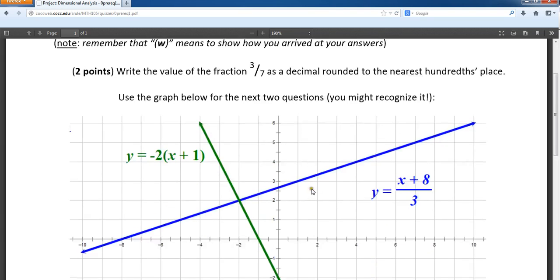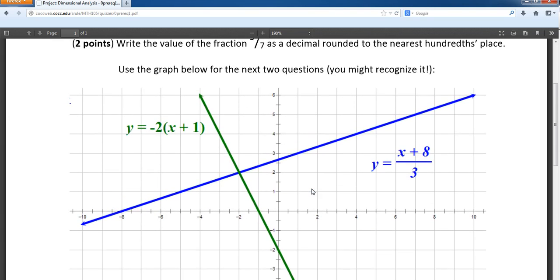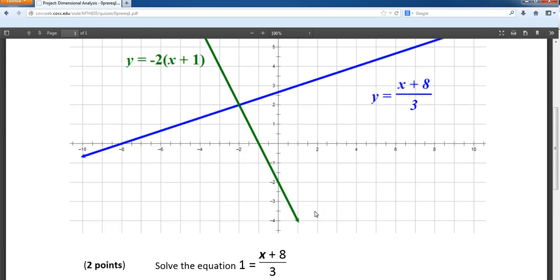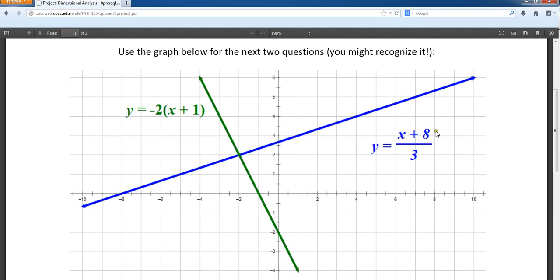This graph we used in class, this beautiful little intersection of two lines, system of two equations. The first is very, very similar to one of the ones we did in class. Solve the equation 1 equals x plus 8 over 3. All right, 1 equals x plus 8 over 3.